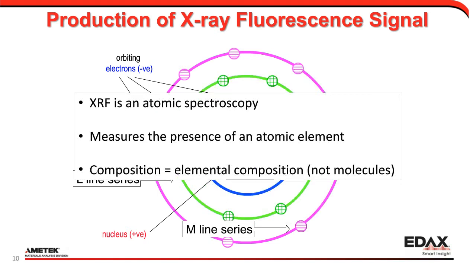So to summarize, XRF is an atomic spectroscopy. It measures the presence of an atomic element. When we talk about composition, we're referring to the elemental composition, not the molecular composition. And for the information that we get about elemental composition, we could be using computer modeling to give you weight percents, or we could be using something as simple as elemental ratios to make comparisons between different samples to say, are they consistent with one another or not?